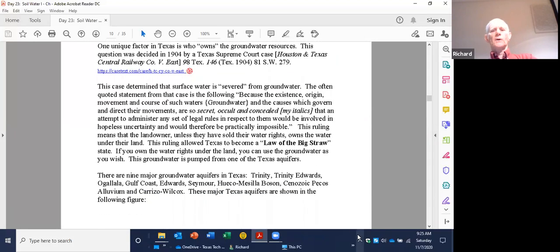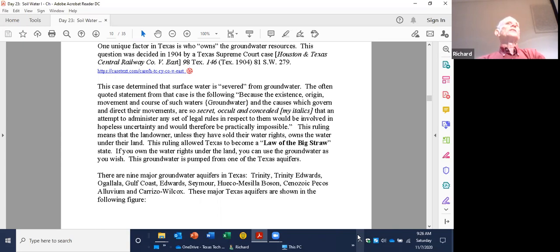This case determined that surface water is severed from groundwater. In other words, the state of Texas owns the surface water, but if you own land and have not sold the water rights underneath it, you own that groundwater. The often quoted statement from that case is the following.